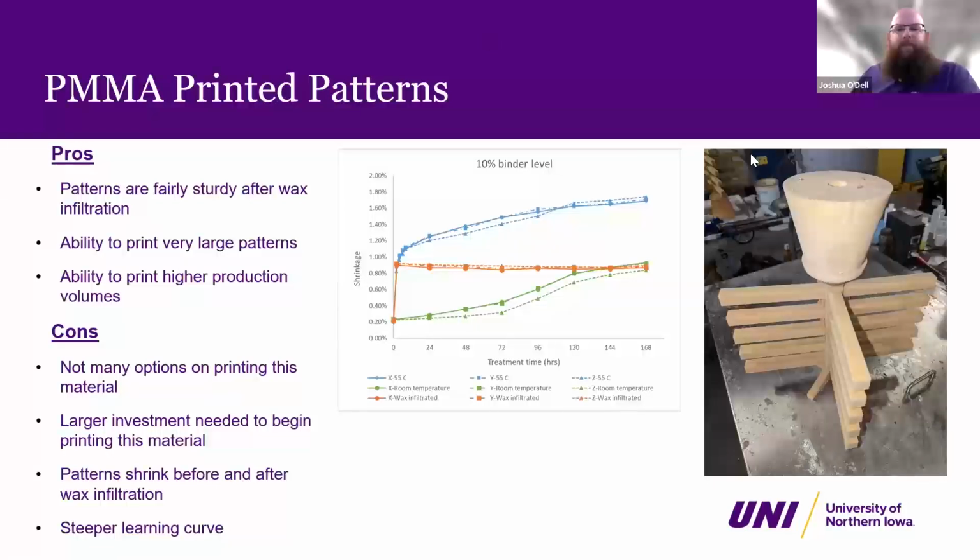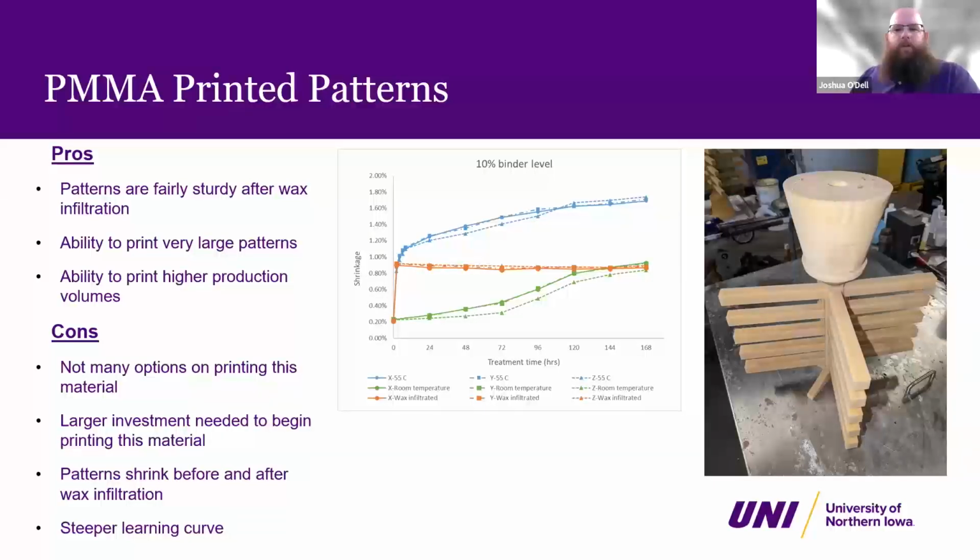PMMA printed patterns. This is the one we probably use the most here, for a couple of reasons. One, because we can print larger patterns, and also the larger build volume of this printer allows us to print a lot of even small things in large quantities. So we get a lot of use out of this printer. Unlike the wax patterns, they're pretty sturdy after printing, and even more so after dipping them in a red wax bath. After these are printed, they come out looking white, and it's a very porous material. So dipping it in a red wax bath seals up the pattern so that no moisture can seep in, and it gives it a little bit of rigidity as well.